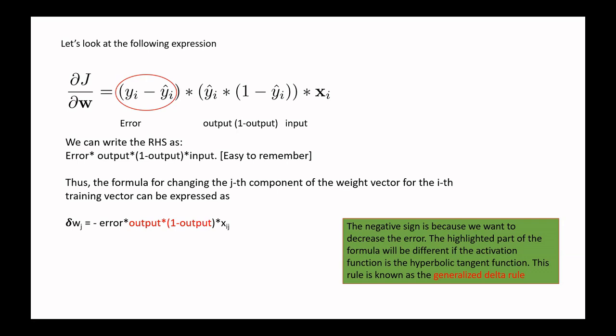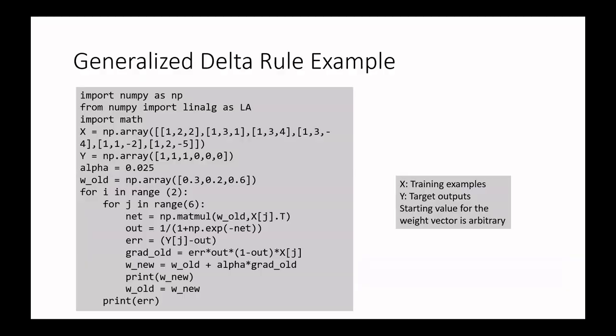And I showed you this for the sigmoidal function. If you were using a hyperbolic tangent function, then the derivative of the hyperbolic tangent function will be a little different, so the formula will appear a little different. Depending upon what kind of activation function you are using, you will end up with either this particular formula for weight change or a slightly different version of it. So with that, let's take an example of how we can use this.